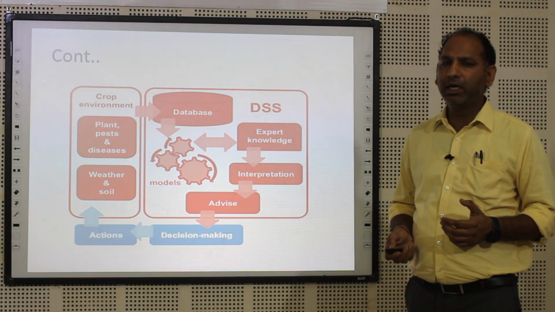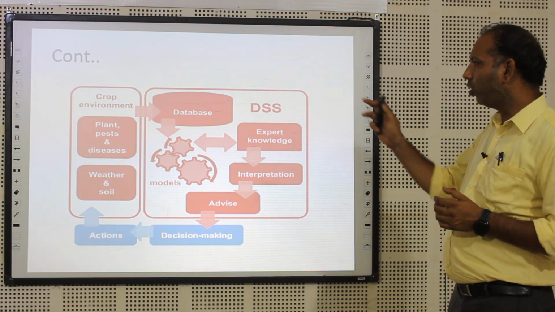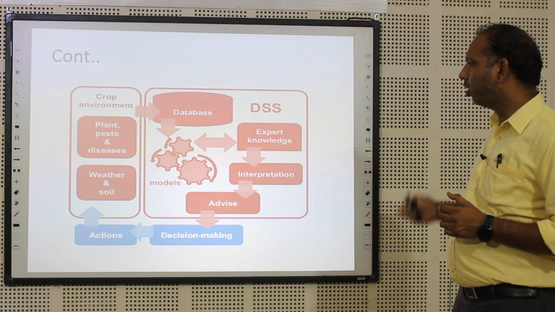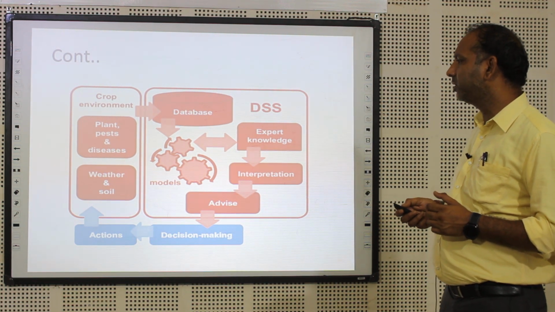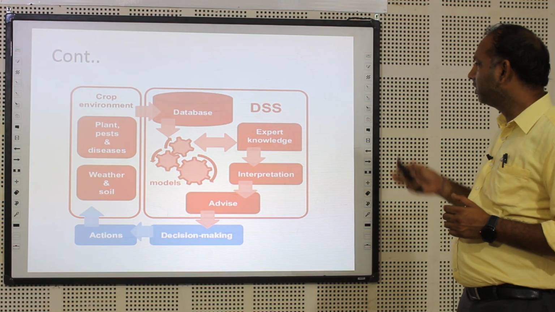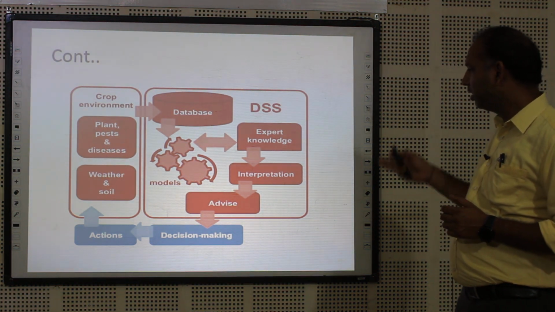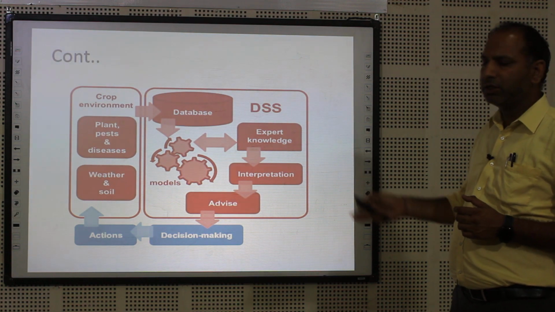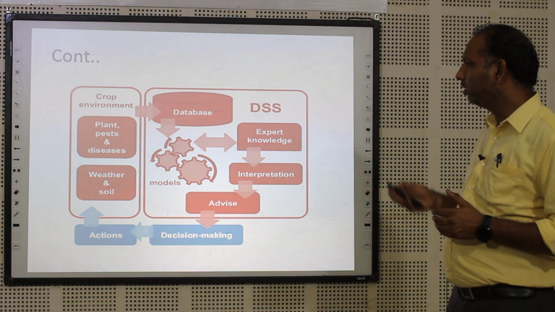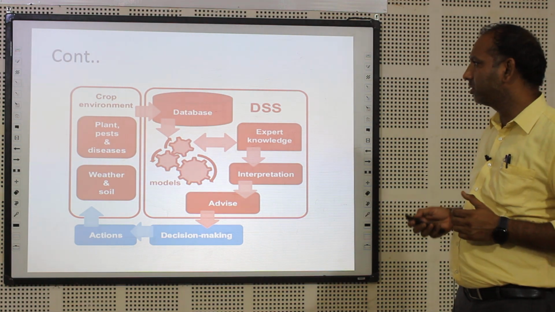This is the diagram which represents the decision support system in a crop environment. For this, decisions are required in the crop system, where there are plant, pest and disease, weather and soil, and there is also a database. So DSS provides expert knowledge, interpretations, advice and finally decision making, and this decision making is performed on the plant, pests and diseases, weather and soil through actions.